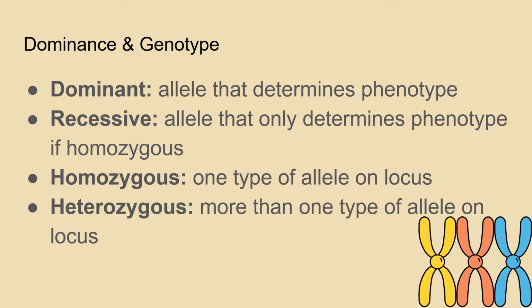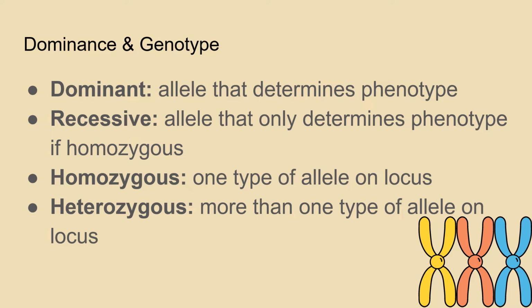Next, just talking about dominance and genotype. An allele can either be dominant or recessive, and dominant is the allele that determines the phenotype, and then the recessive allele is only going to determine your phenotype if it's homozygous. So you have to have two of those alleles for that trait to be physically expressed in an organism.